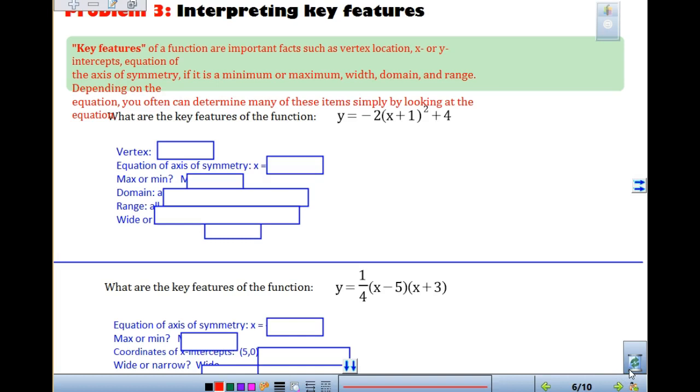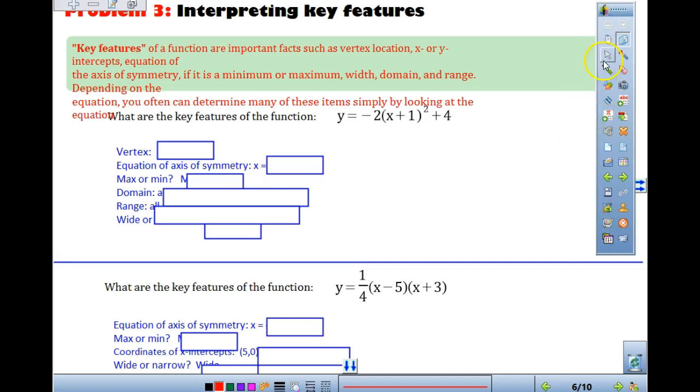All right. So now as we look at this next part, we're kind of looking at what are the key features when we look at the factored form versus looking at the vertex form. So first thing I want you to do, looking at this equation, so key features. A lot of times it's going to tell us our vertex location. It might tell us our x and y intercepts. It might tell us the axis of symmetry, the minimum, maximum, the width. Is it going to be wide or narrow, domain and range? Depending on the equation, we can look at a lot of things.